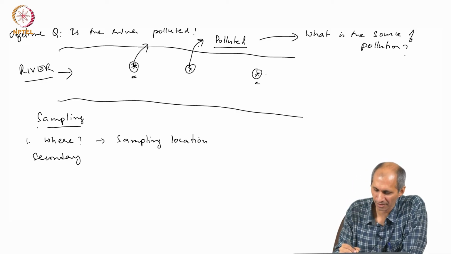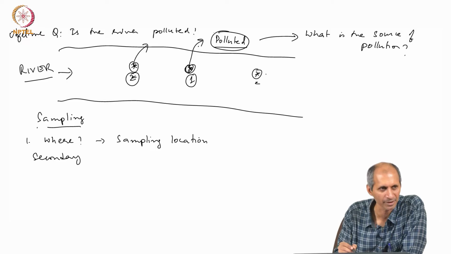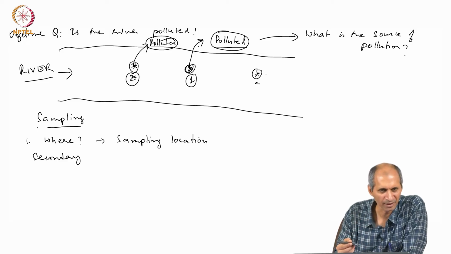Here you are right now, at the first sampling point, I have taken the water and I determine if it is polluted or not. I say yes or no. At sampling point number 2, I ask the same question, is it polluted or not? Which means that I am applying some quantitative criteria to ask that question itself.